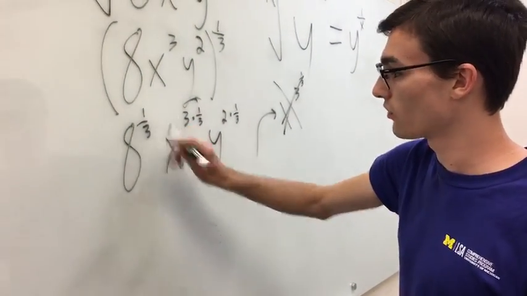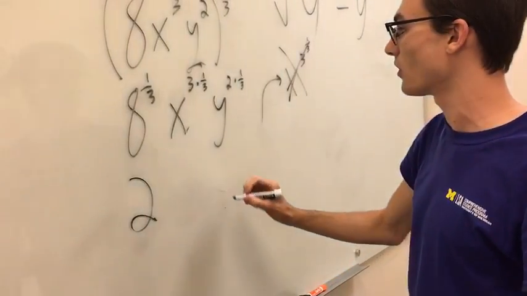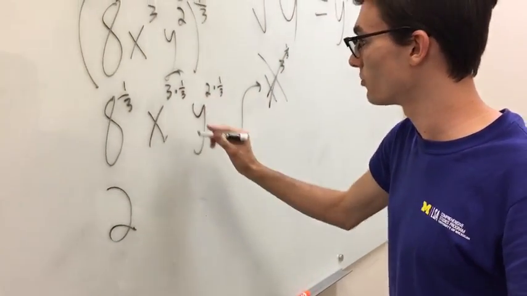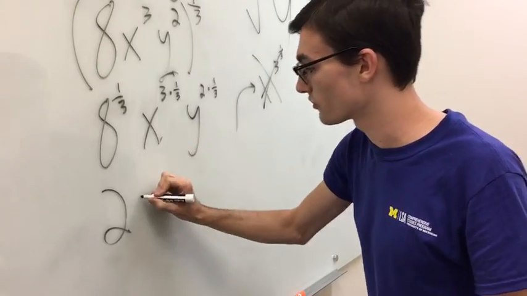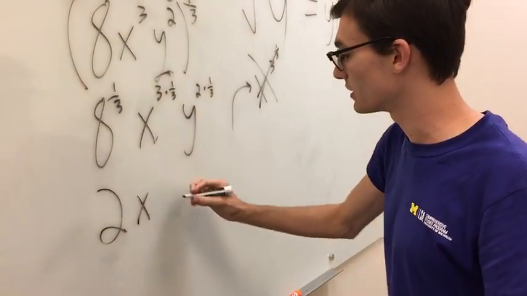So 8 to the 1/3, that is just 2, pretty simple. This one right here is going to be just 3 over 3, which is just x to the 1, which is just x. You can leave it simply there.